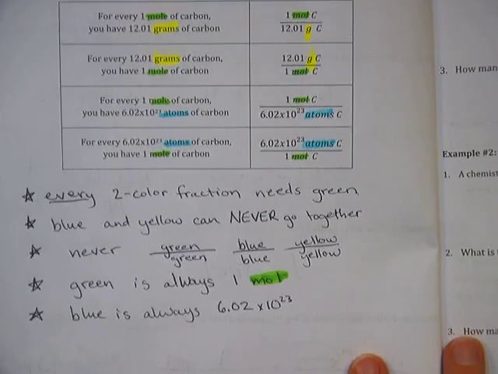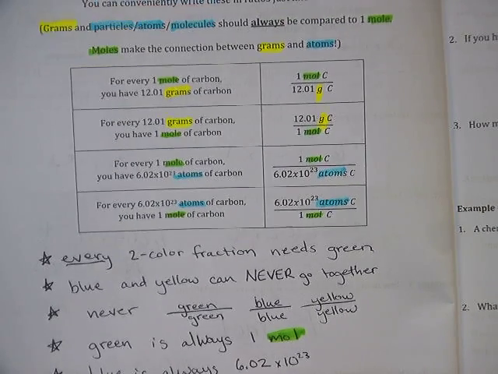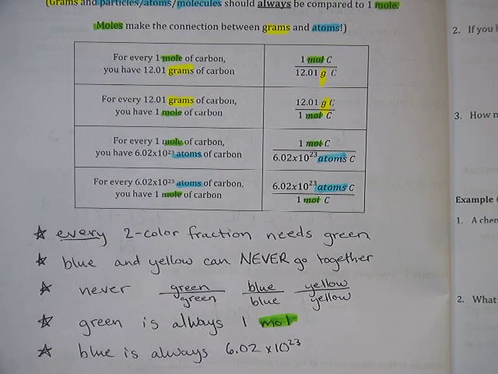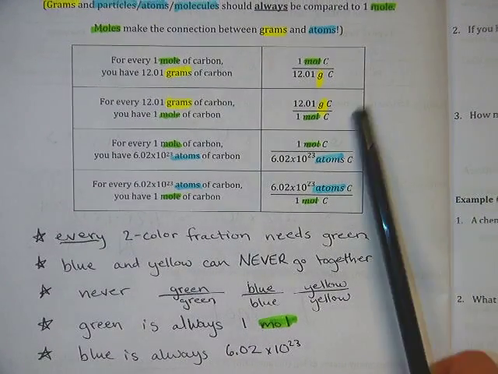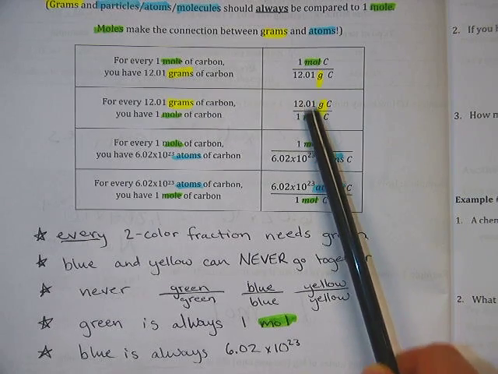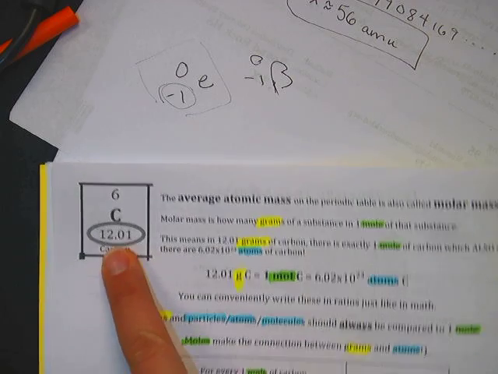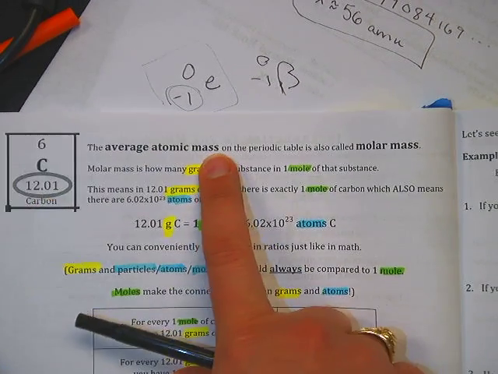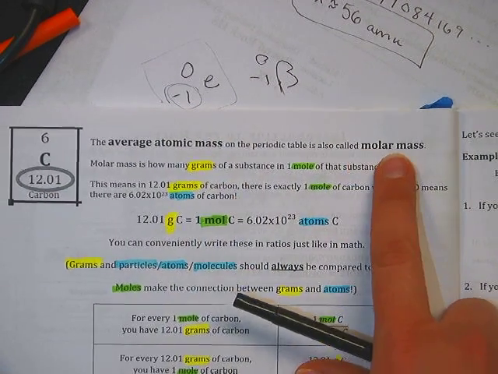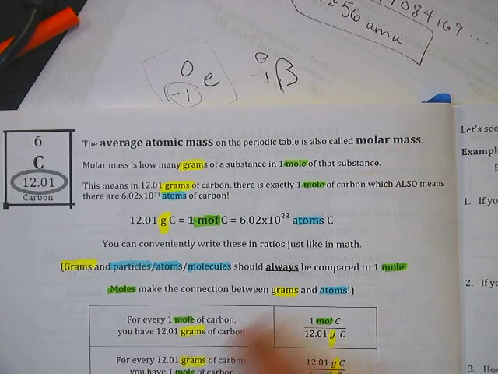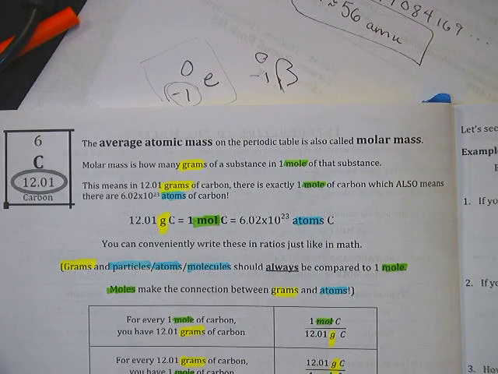And then we didn't really get to a rule about the number that goes with yellow. Look at the yellows up here in these fractions. What is this number? 12.01. Where did it come from? If you look at the rest of the page, where did they get 12.01 from? Top of it. That is the atomic mass of carbon. Guess what? The atomic mass on the periodic table is also called the molar mass. That means that's how many grams are in 1 mole.